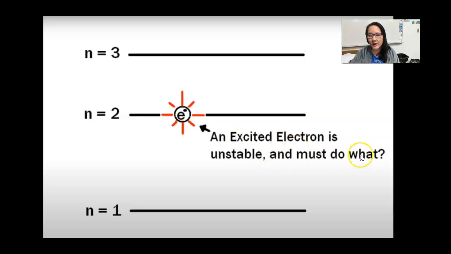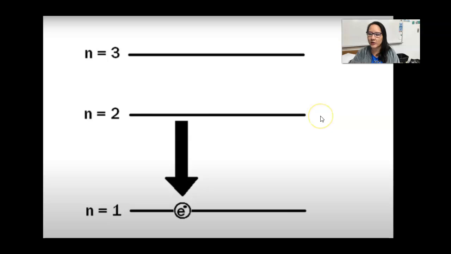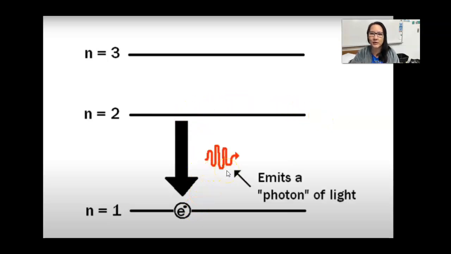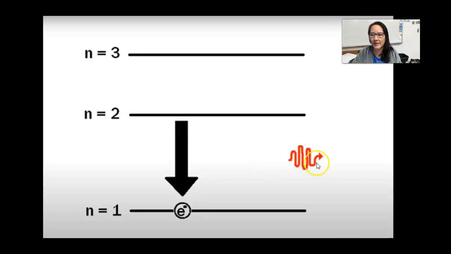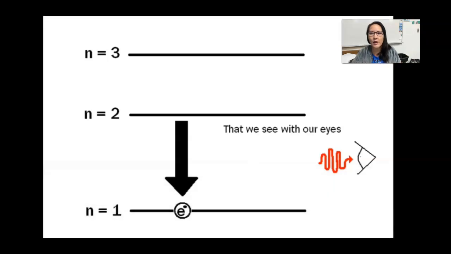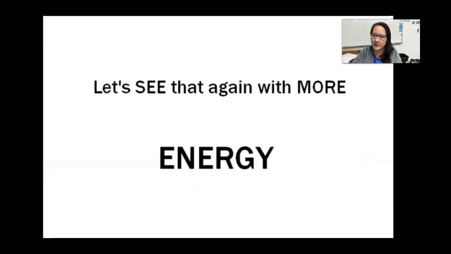It's unstable and must do what? It must go back down to the ground state. But in order to drop back to the ground state, it has to release energy, and when it releases it, it does it in the form of light, a photon, and we can see the color of light that's being released. Depending on how much energy was absorbed is going to dictate how much energy is released, which is going to dictate what color we are seeing.